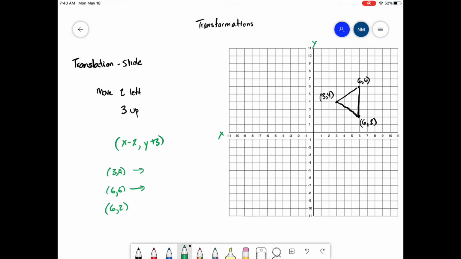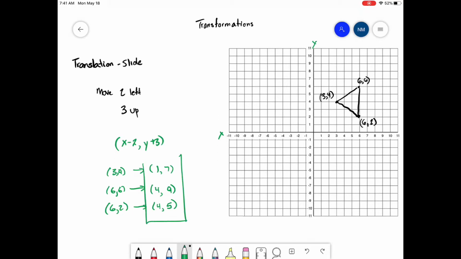So I'll start with the x minus 2. That means I take my x coordinate and I subtract 2. So 3 minus 2 is 1. 6 minus 2 is 4. And then I do the same thing with my y. So I take my y value and I add 3. So 4 plus 3 is 7. 6 plus 3 is 9. And 2 plus 3 is 5.